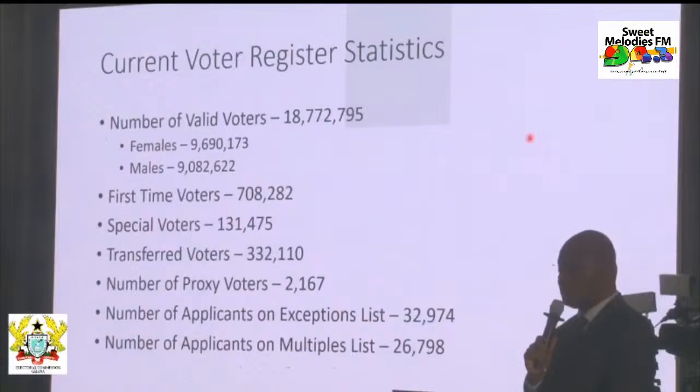And then we had transferred voters. The total number of voters who transferred their votes for the 2024 season were 332,110. People who had registered for proxy voting was 2,165. Number of applicants who are on our exceptions list now, and these are people who have either been challenged or have been objected to, amount to 32,974. And the number of people who are on our multiples list, that is people who have done multiple registration, are 26,798. So you have more people on the exceptions list than you have people who have done multiple registration.